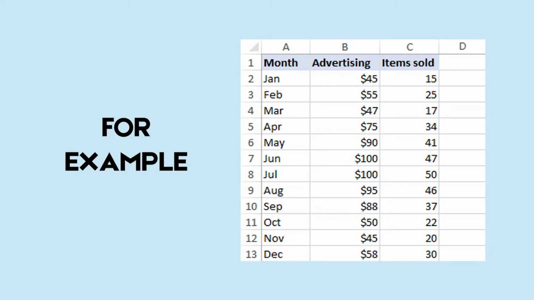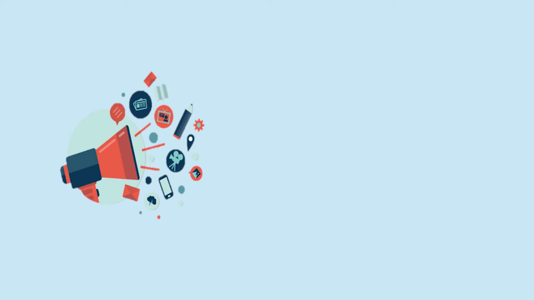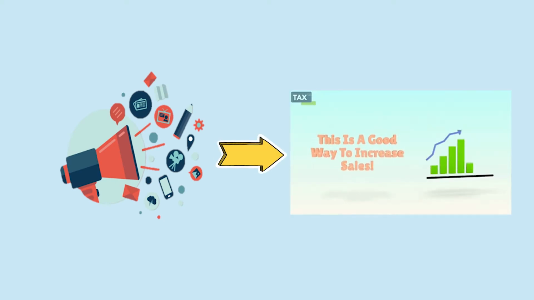For example, you want to use this data to understand or show your audience whether or not the cost for advertisement can affect the items sold by your company. An easier way to do this is to put the data in the scatter chart. And you can easily see here that increasing your advertising budget will increase your items sold.